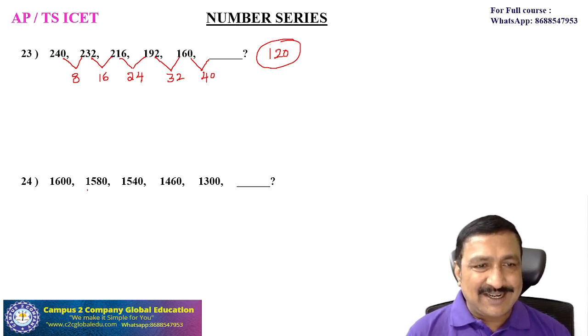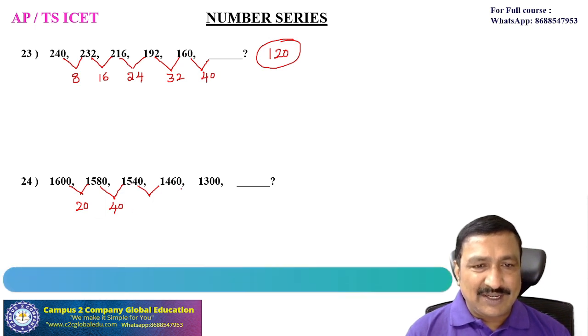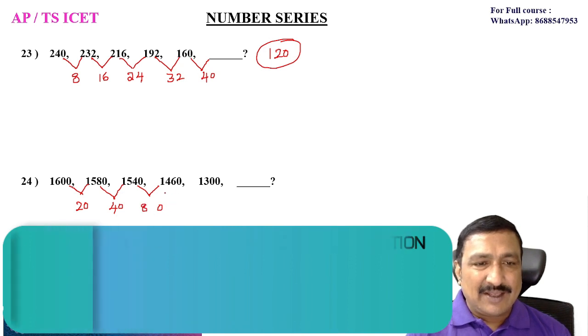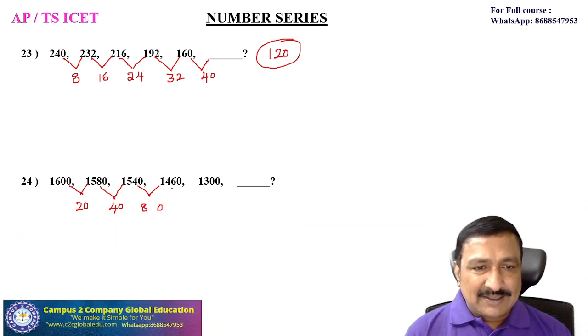This is 1600 and 1580. How much is decreased? 20 is decreased. And 1580 and 1540. How much is decreased? 40 is decreased. And 1540 and 1460. How much is decreased? 80 is decreased.